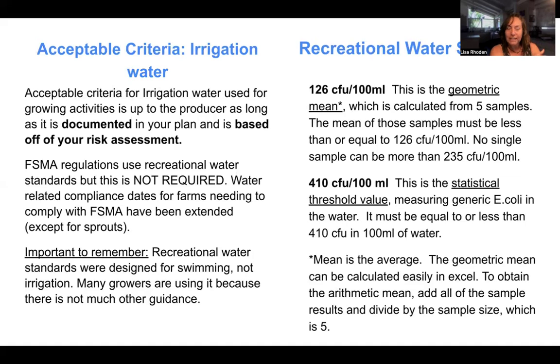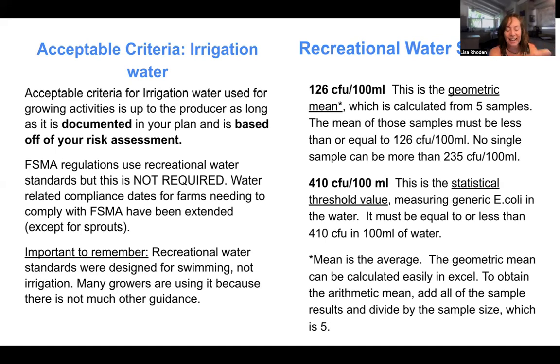The irrigation water criteria is a little bit fluid, which means essentially that it really depends on the risk assessment that we do with you and the activities that you're doing on the farm. So what this means is that we're really going to break this down with you. What is your crop that's being irrigated? Is the water touching the edible portion of the crop? What is the method of irrigation delivery that you're using? So there's a lot of pieces that go into this.